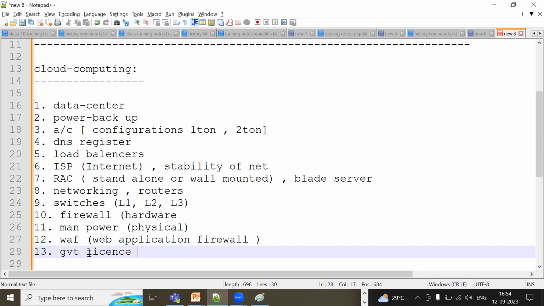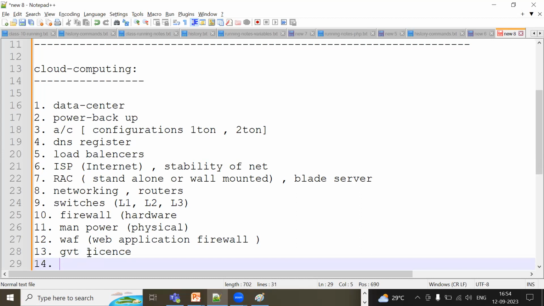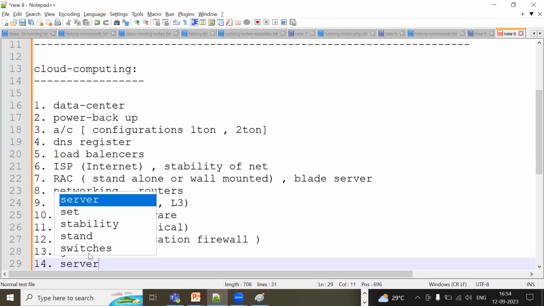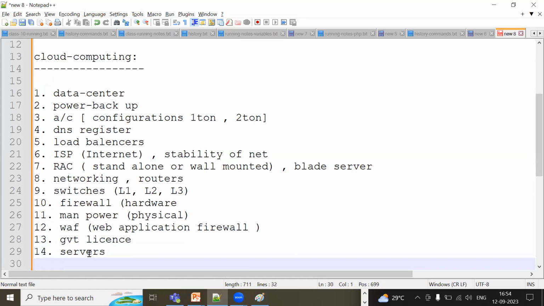And still many more things will be coming in the data center, where you can have servers. The first one is the server.